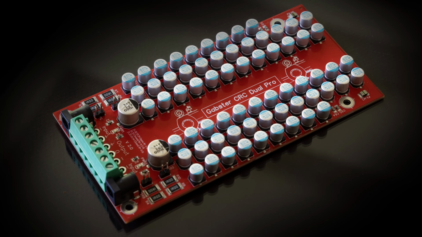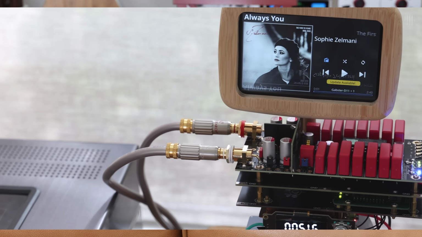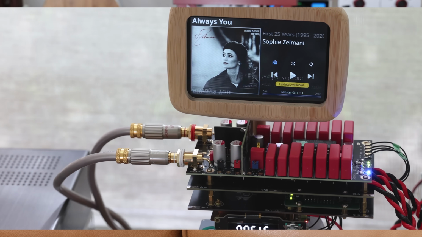After my great success of the original CRC filter, I've been working for a few months now and I finally have the Gabster CRC Dual Pro. The original CRC filter was designed for my Gabster TD1 DAC. If you don't know much about it, I'll put a link in the description below.